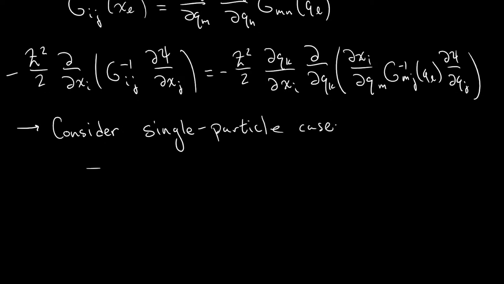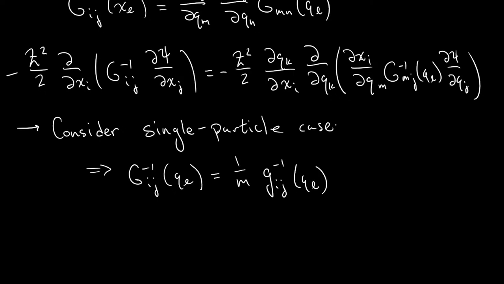Which basically just means that every single degree of freedom is going to have the same mass. And that simplifies my life a little bit because I can rewrite my G inverse as 1 over M times the little g^{ij}, u sub L. And this is going to make Narf very happy because this actually is the inverse metric tensor on our space.